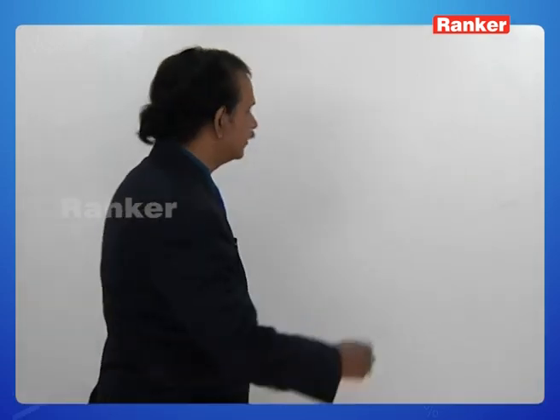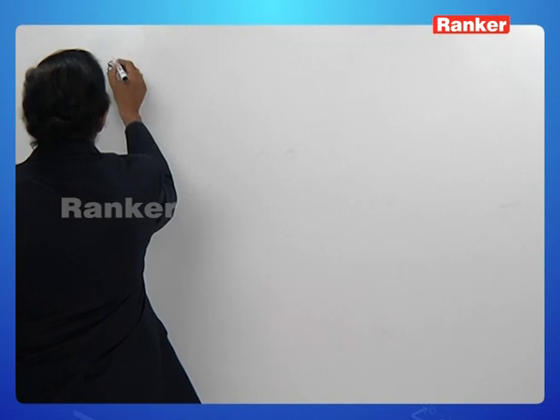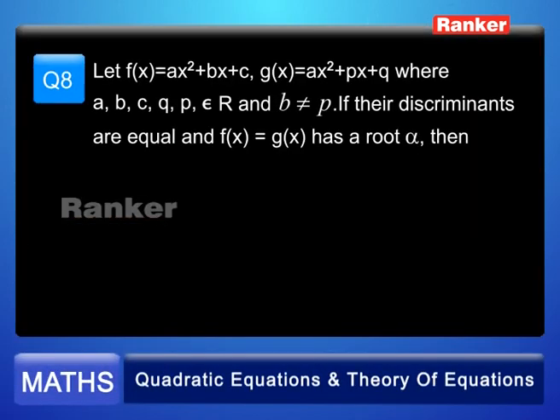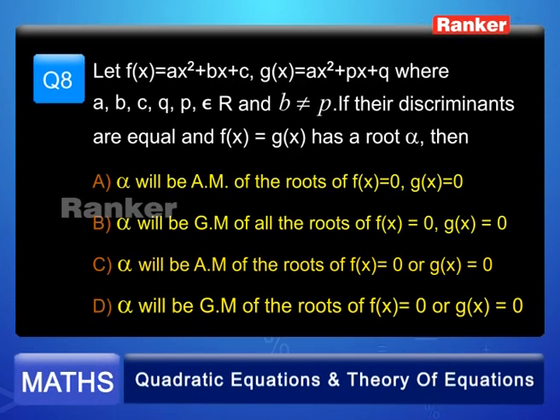The next question is before us. This is question number 8. In this question, two quadratic polynomials have been given. One is f of x equal to ax square plus bx plus c, and the other is g of x is equal to ax square plus px plus q, where a, b, c, p, q are all real numbers and b is different from p.